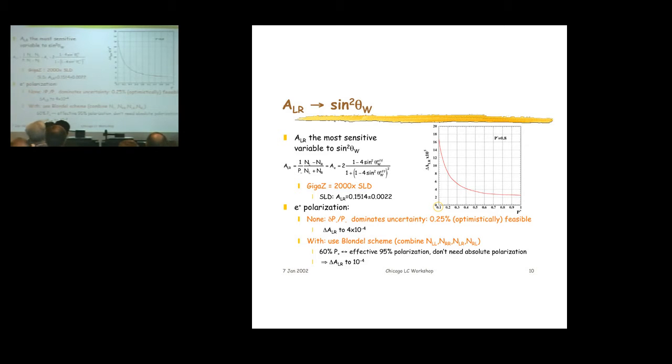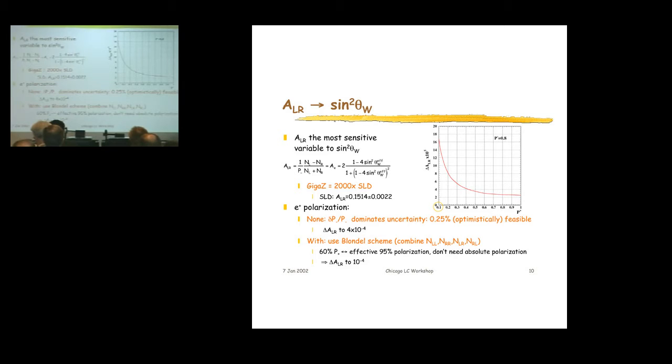Now, in terms of the electron polarization, if you have no positron polarization at all, essentially in the end it will be the absolute polarization uncertainty that dominates the measurement. The experts seem to think that 0.25%, given the SLD experience where they got 0.5%, is quite feasible. And if that was the limiting uncertainty, you would go from 0.0022 on ALR to about 4 × 10^-4, a factor of 5 improvement.